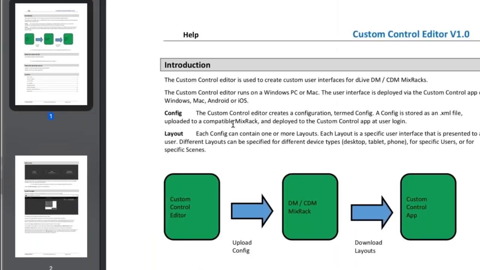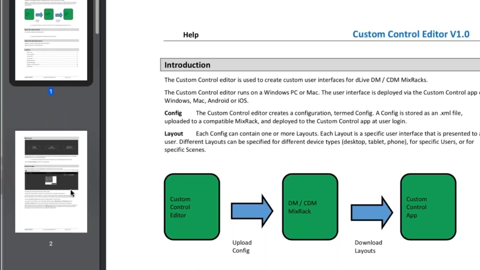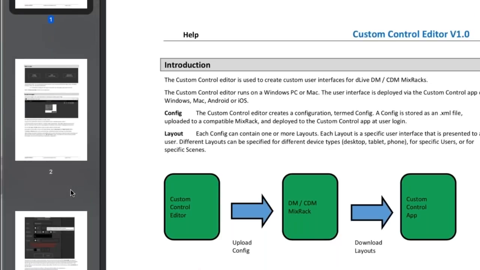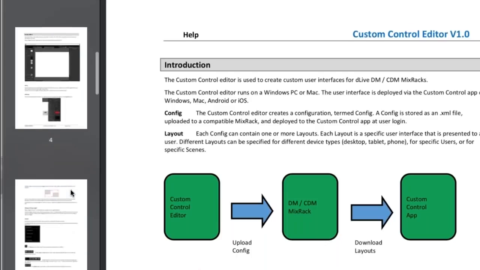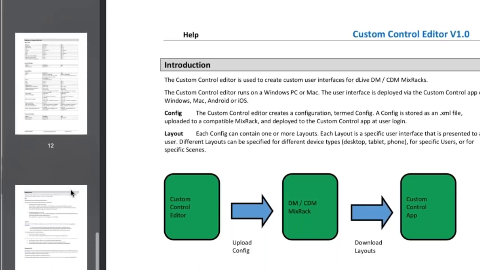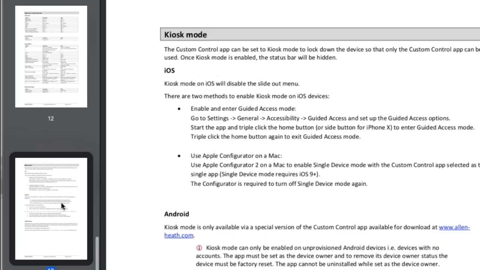The custom control editor and the apps are available for free on our website and on the App Store. So please go and check it out from our website. You can download it and play around with it for free, even without a physical dLive system. You can just play around with the designer interface. And at the very end of the help file, there is a page on kiosk mode, and you can see a set of instructions on iOS and Android devices.